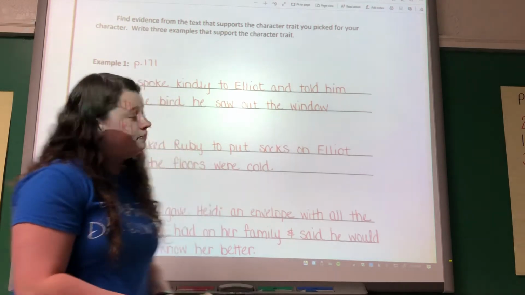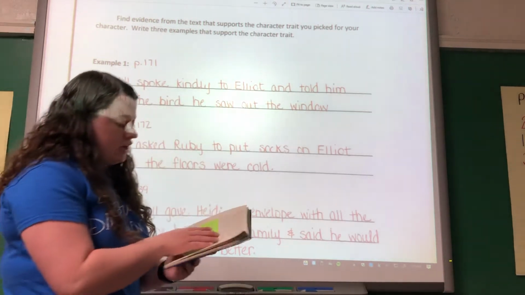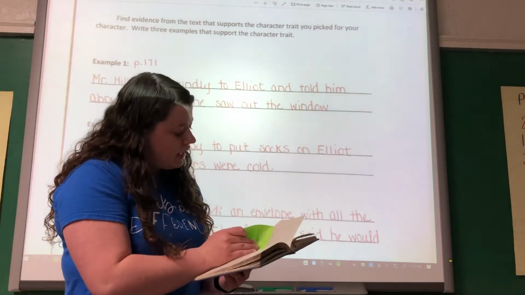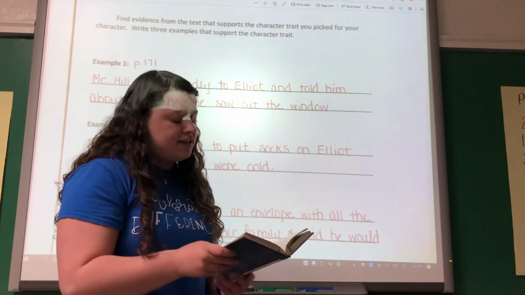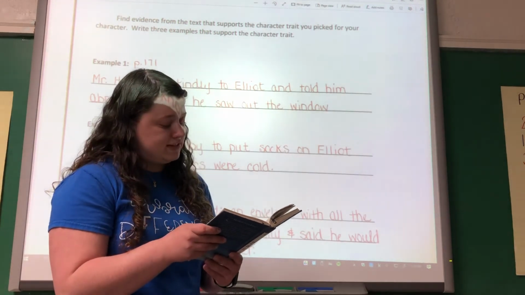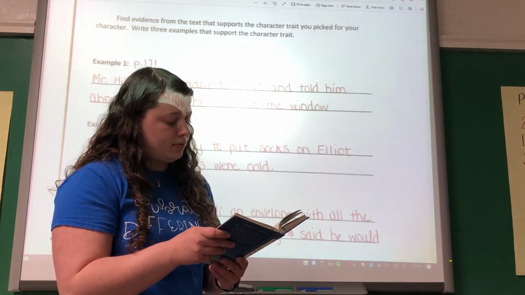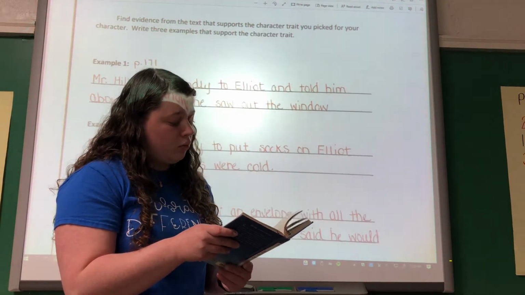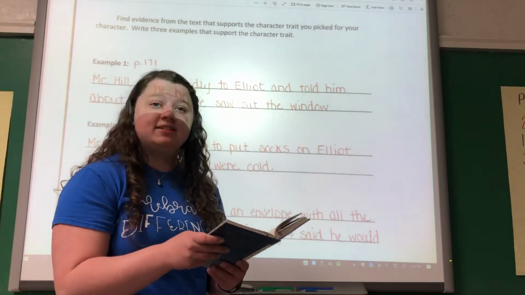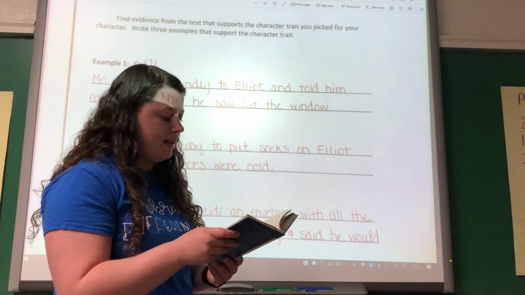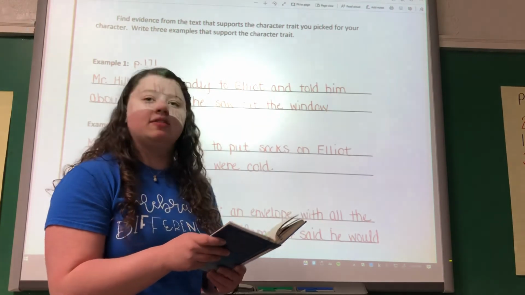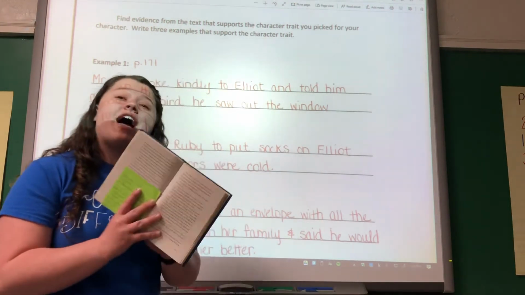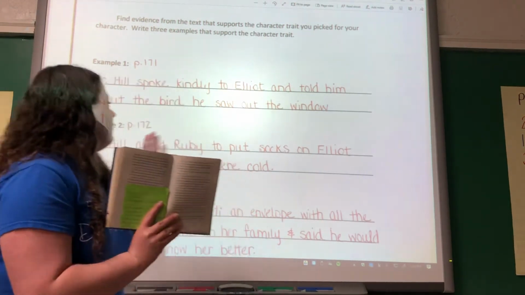So if you go to page 171 in your book, it says, "That's it, Ellie, come with Ruby," she said. "Wait," I said, turning to Thurman Hill. "If my mother was never here, how does Elliot know her word? He called me Sooth." "Ruby, take Elliot to the rec room," Thurman Hill said, "and put some socks on him, please. These floors are cold." So that's how we found the evidence for this example.